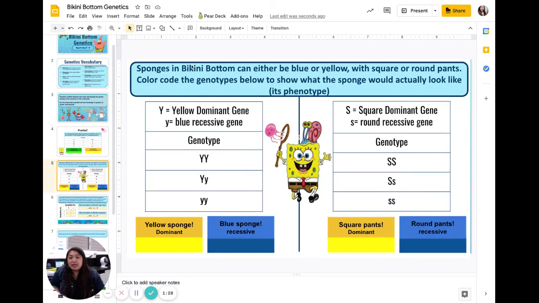So sponges in Bikini Bottom can be either blue or yellow with a round or square pants. So color code the genotypes below to show what the sponge would actually look like, its phenotype. So this one would be a yellow sponge is dominant and a little y is a blue recessive gene. So yellow sponge would be dominant, so you want to figure out which of these would end up being yellow and which of these would end up being blue. And then same thing for this one, which of these would end up with square pants and which of these would end up with round pants.